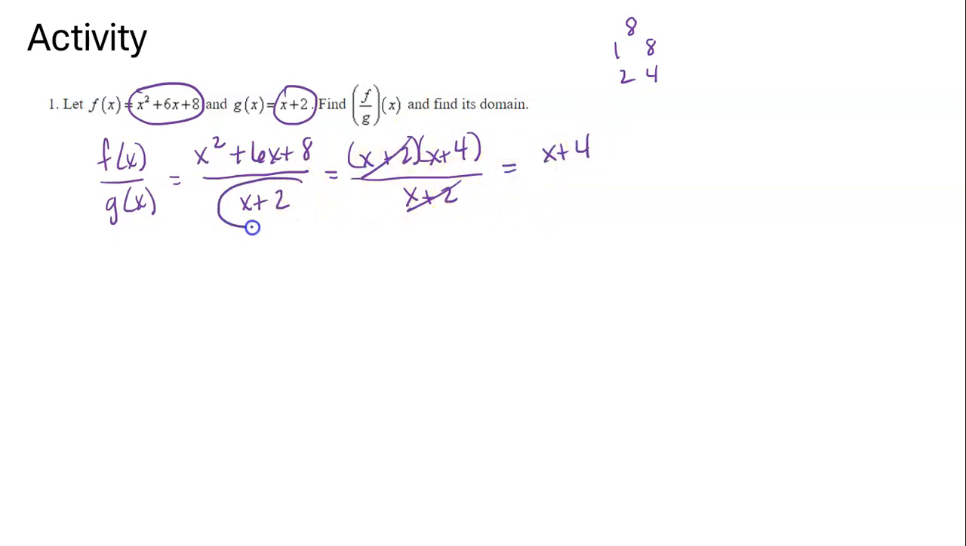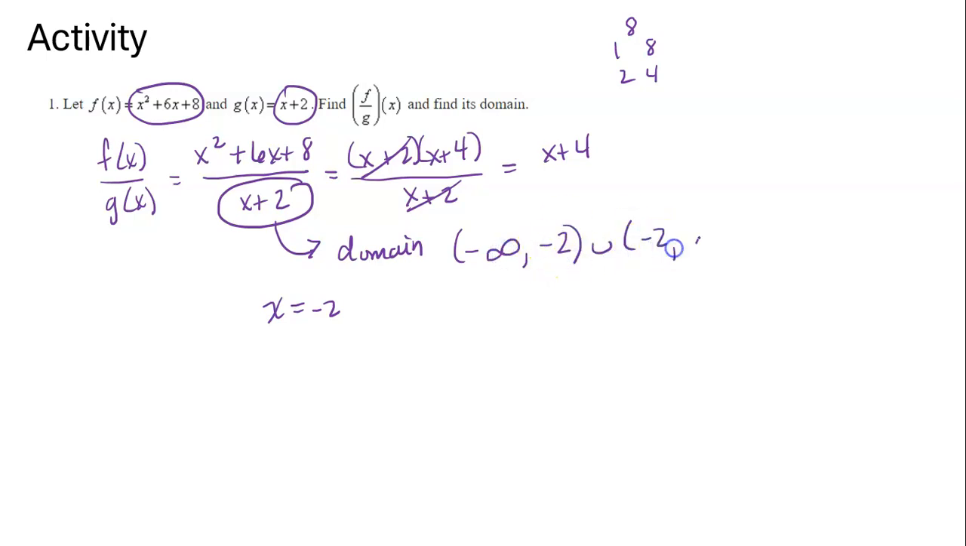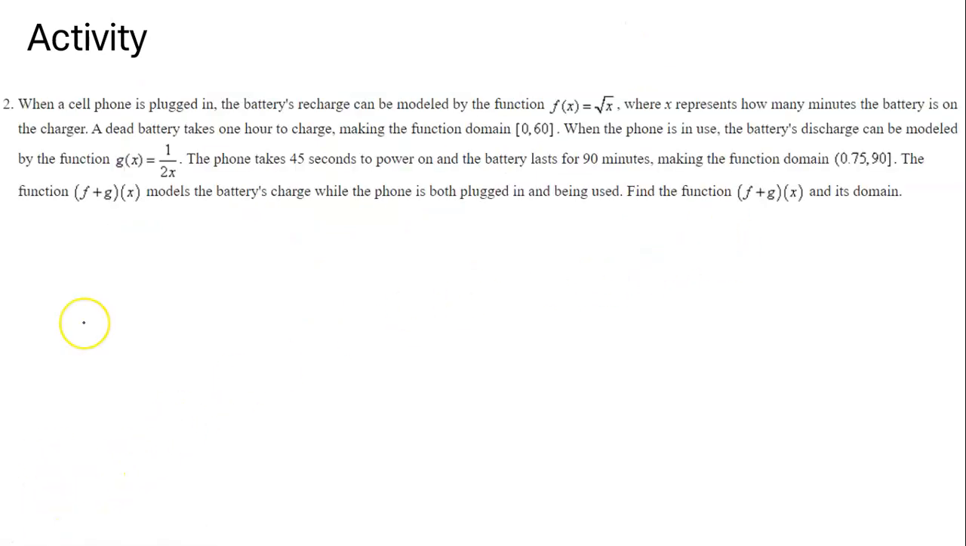The thing is, we've got to come back to this to find our domain. We know that x cannot equal negative 2 because this cannot be 0. So our domain is from negative infinity to negative 2 and from negative 2 to infinity. See, that wasn't so bad. Is this the last one? No. Okay.